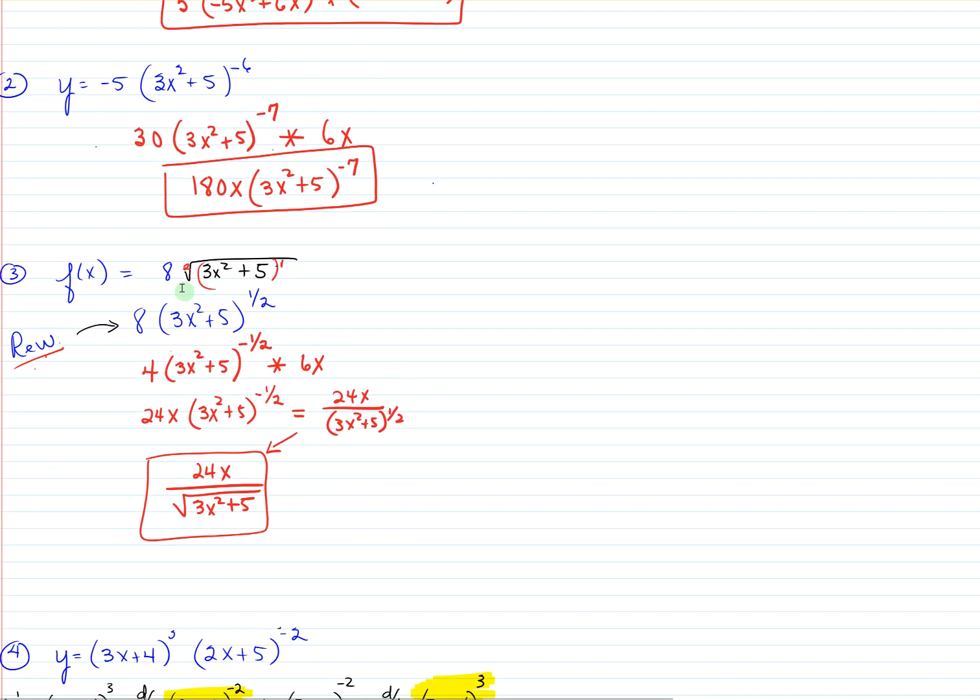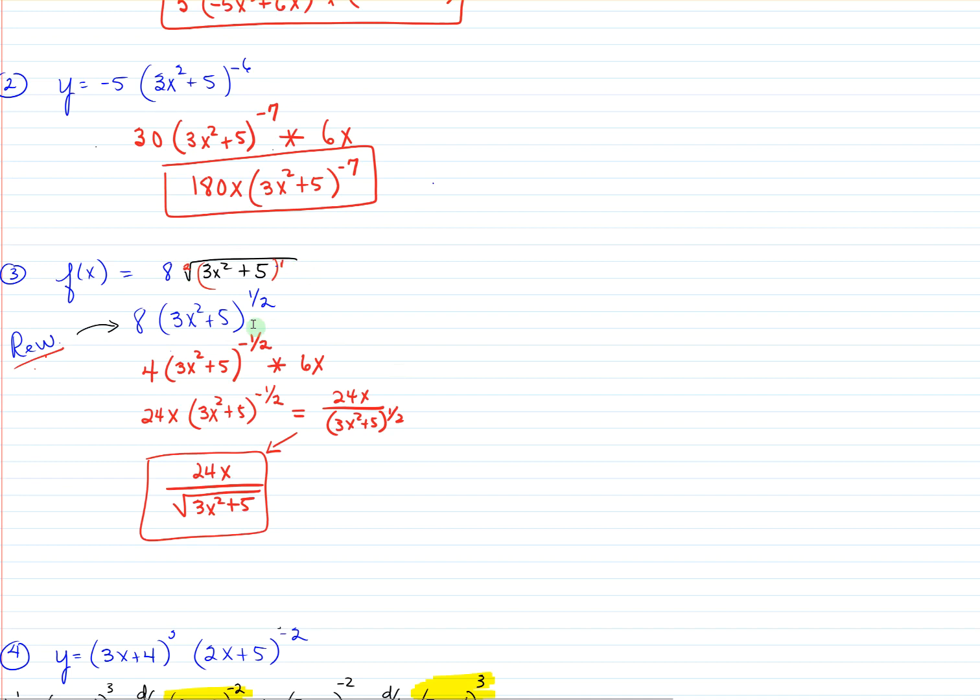All right, number 3, you are given 8 times the square root of 3x squared plus 5. Now I put this thing in parentheses, and I put an understood 1 here. If there's not an index here, it's always understood to be 2. Square root is a 1 here and a 2 here. So we switch this radical to fractional exponent. So this is 8 times 3x squared plus 5 raised to the 1/2. This is always your numerator. This will be your denominator.